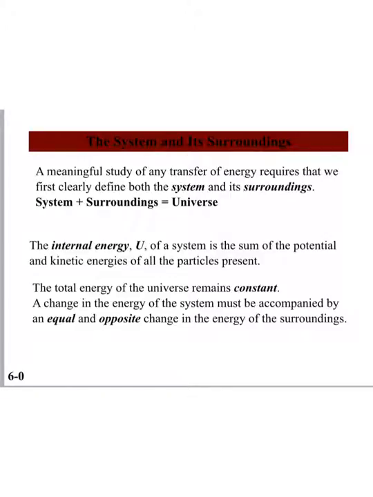So it says a meaningful study of any transfer of energy requires that we clearly define the system and the surroundings. Those things together are the universe, and you could talk about the internal energy of a system. It's the sum of all the potential and kinetic energies of the particles present. The total energy of the universe remains constant. A change in energy of the system, therefore, must be accompanied by an equal and opposite change in the energy of the surroundings. So if you look up here, let's say there's some change in the system, well then the surroundings has to have the negative change because the universe doesn't change.